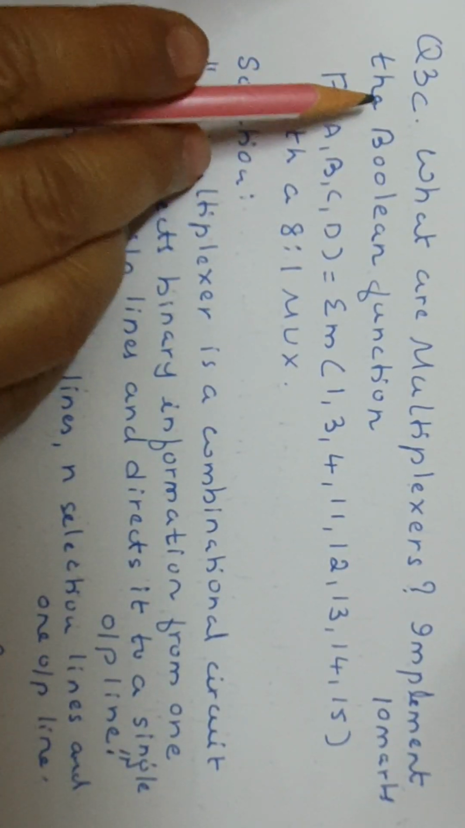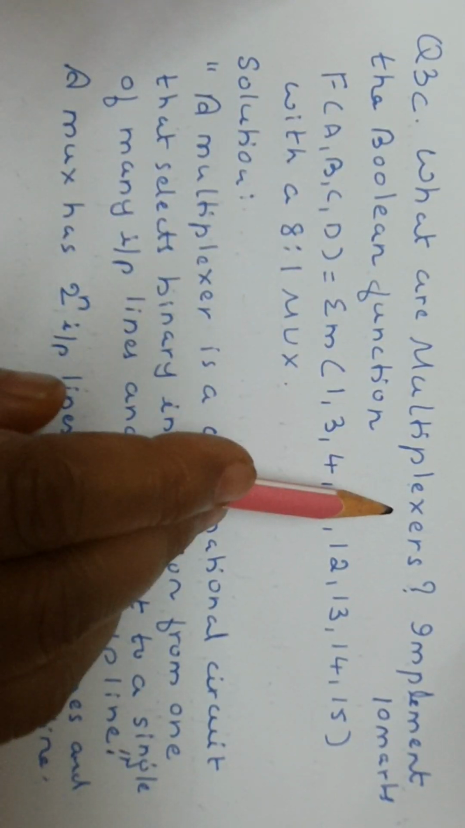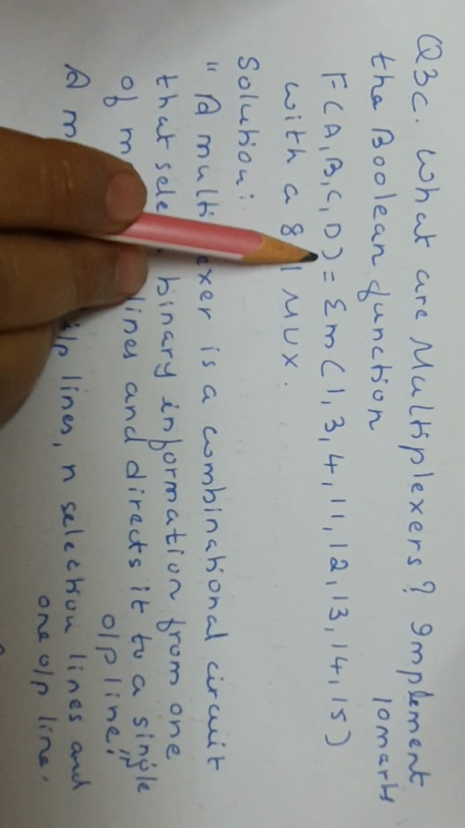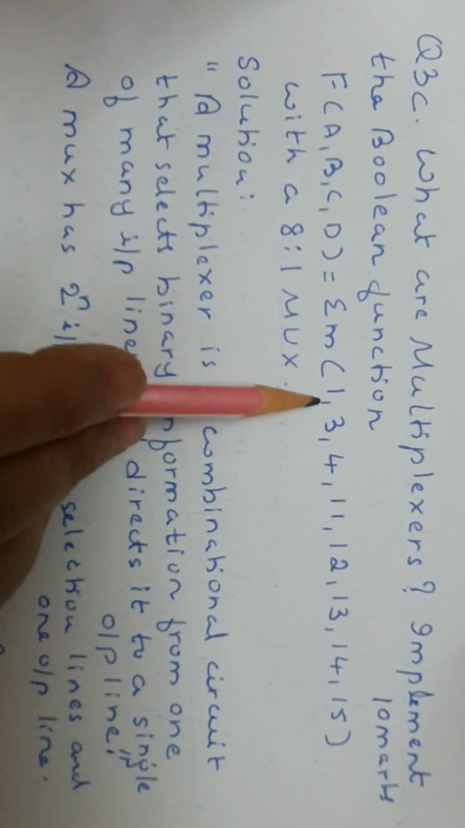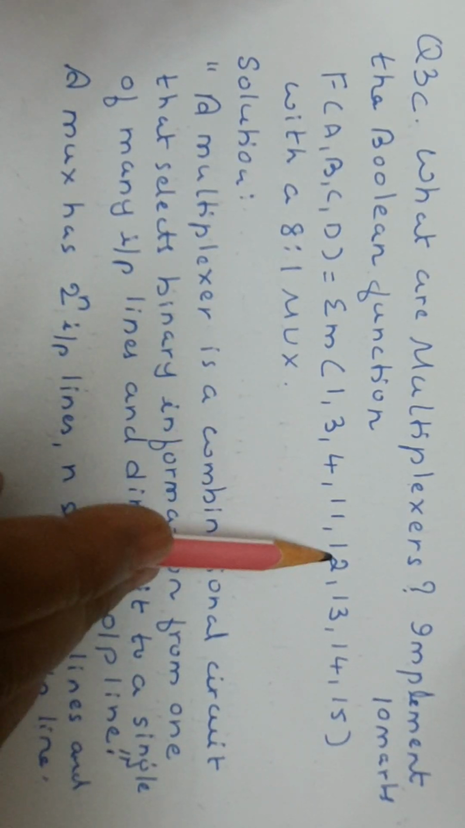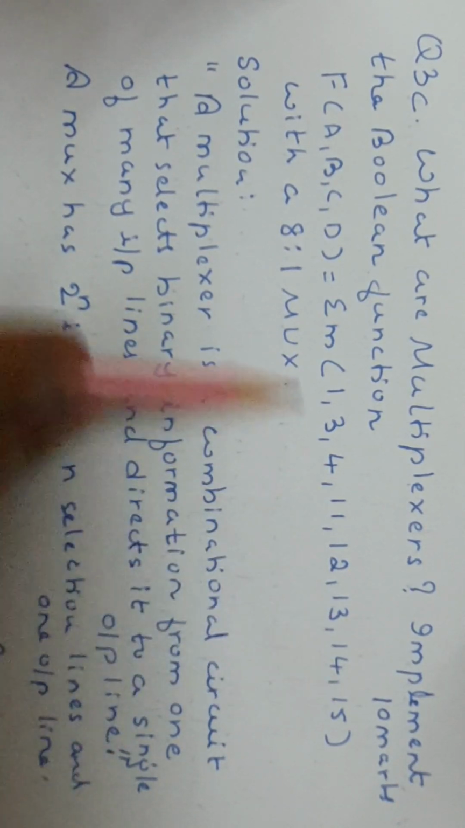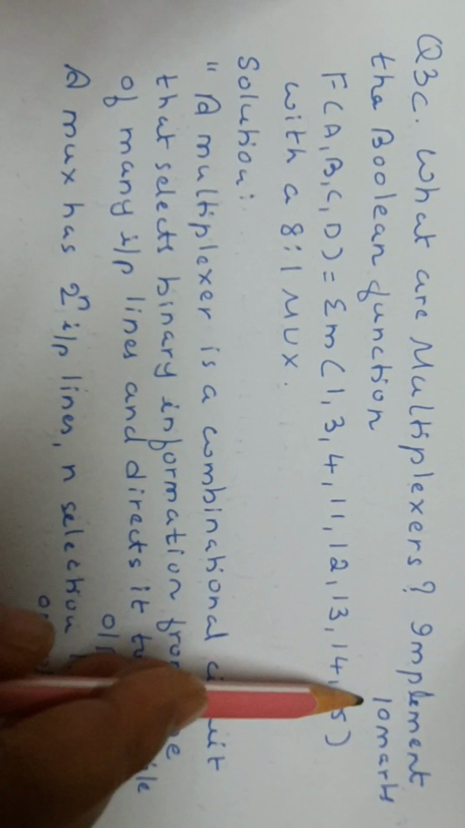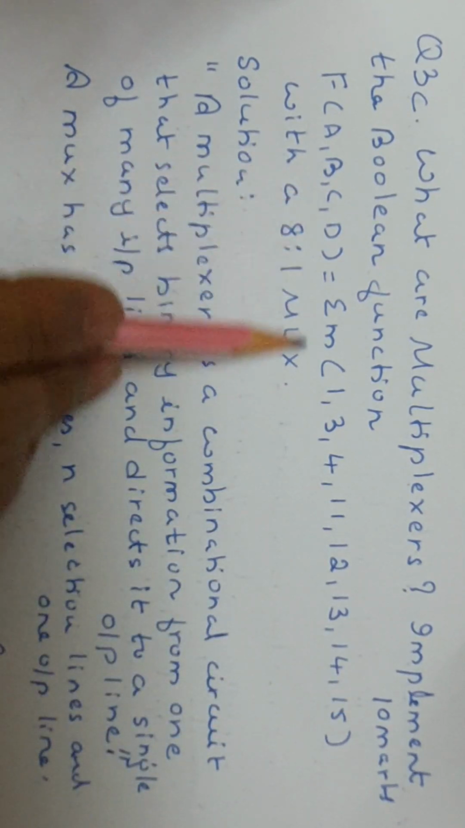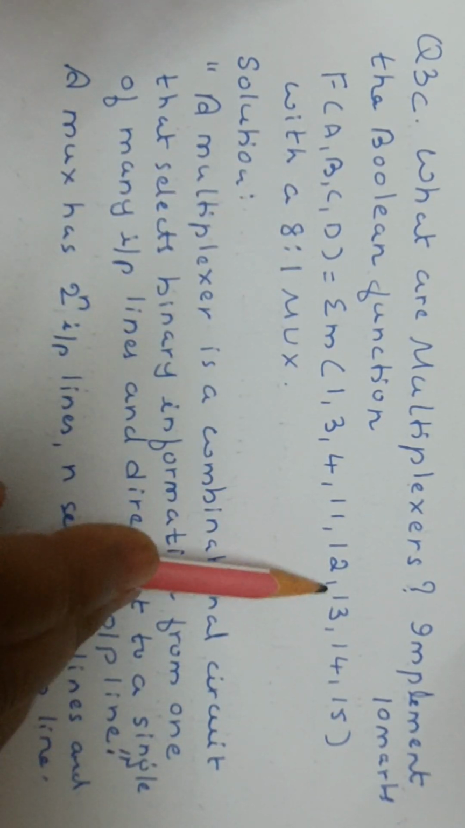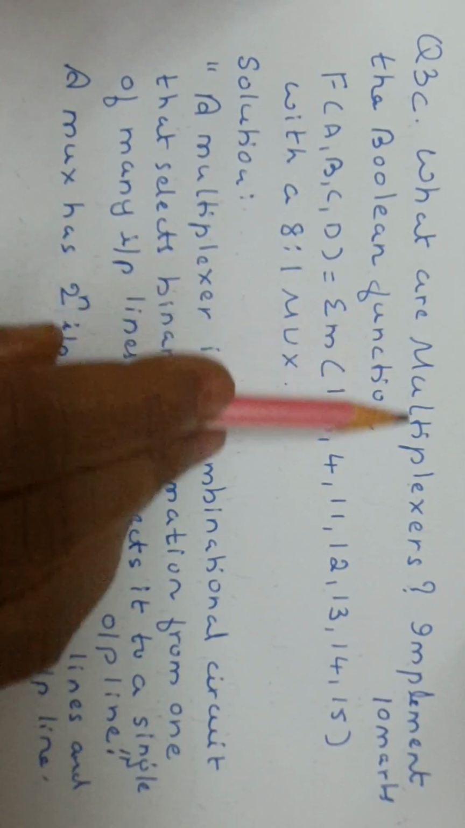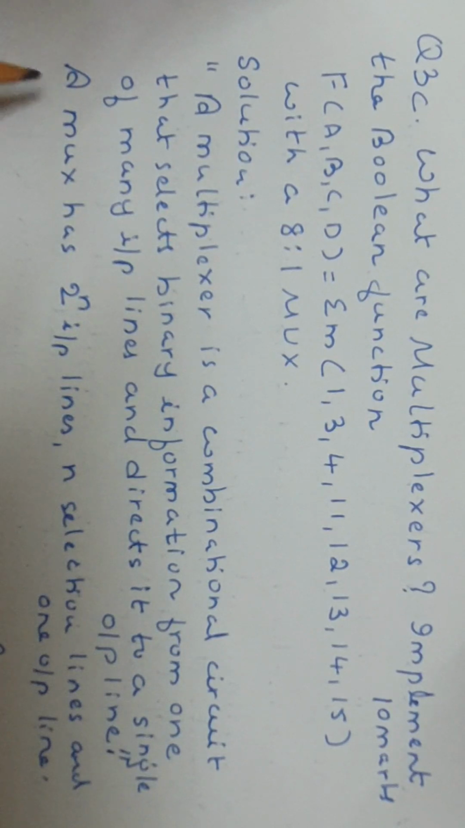Next, question number 3c. What are multiplexers? Implement the Boolean function f of a, b, c, d equal to sigma m of 1, 3, 4, 11, 12, 13, 14, 15 with an 8:1 multiplexer. Mux means multiplexer. It is asked for 10 marks. So, we have to implement this 4 variable function using an 8:1 mux. And before that, we have to define what is a multiplexer.